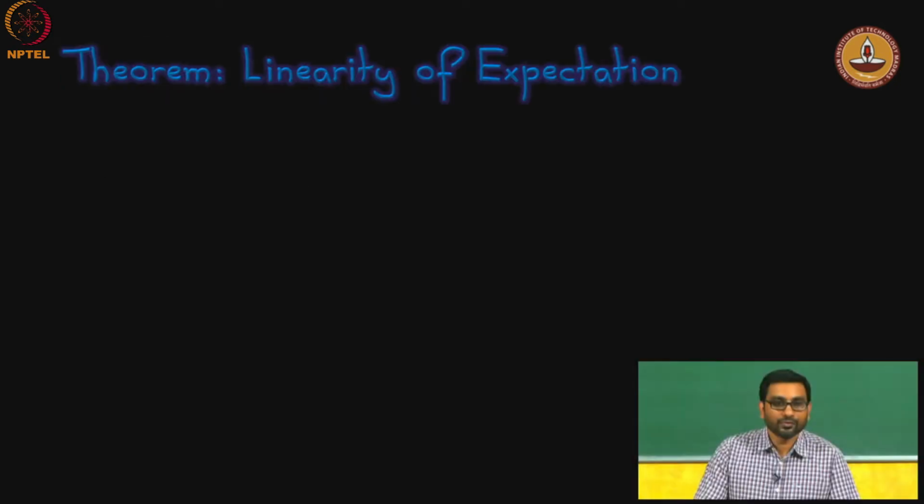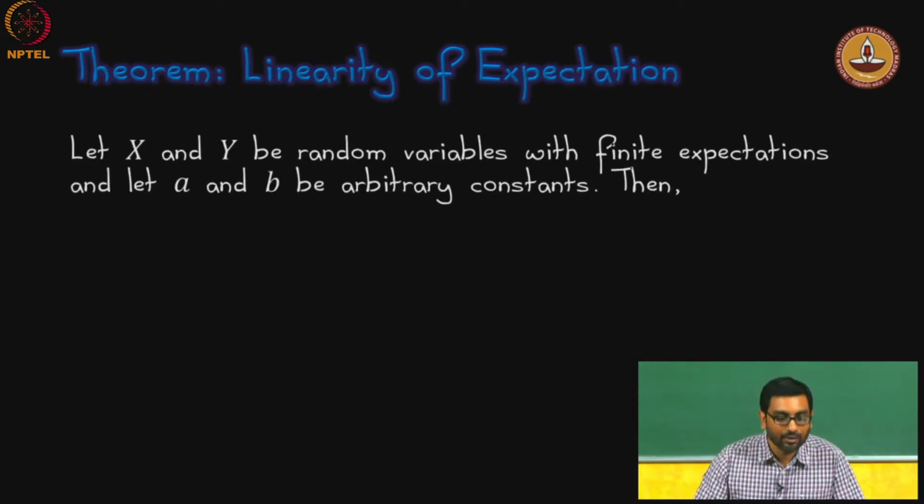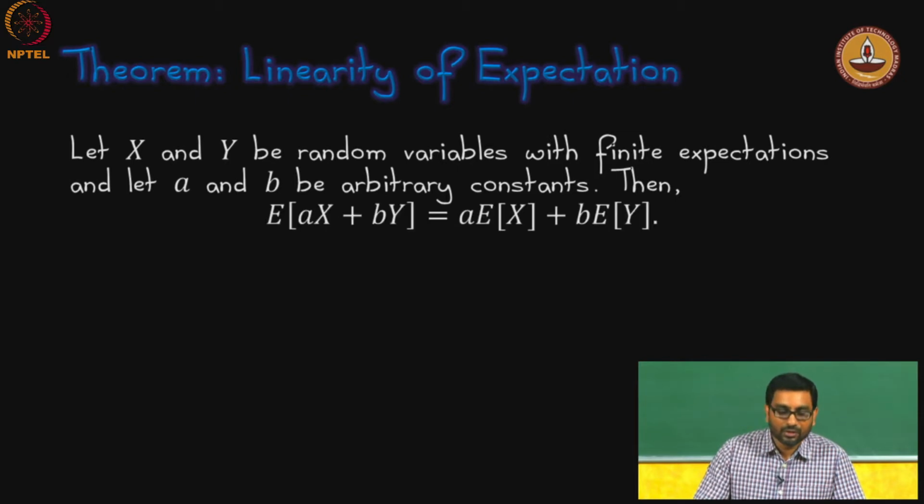It is a very useful theorem, and let me state it. So, let us consider two random variables X and Y, and they have finite expectations. They do not need to be finite in the sample space, but their expectations must be finite, and a and b are some arbitrary constants. So, we are interested in what is the expectation.